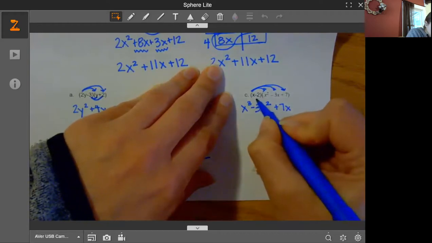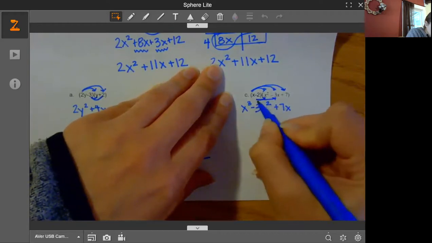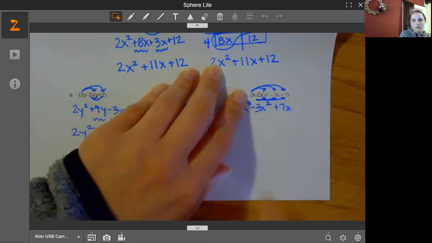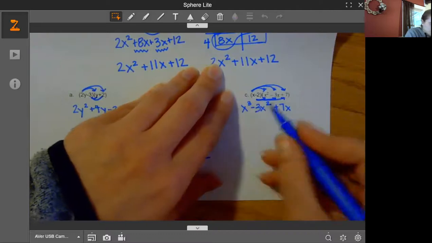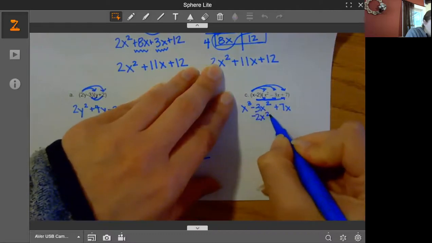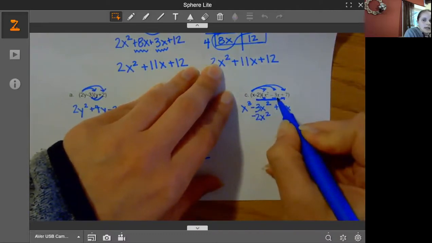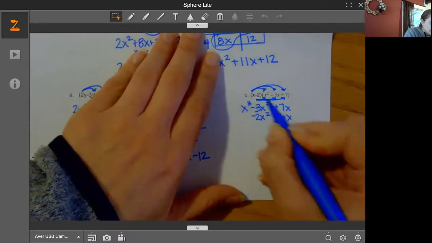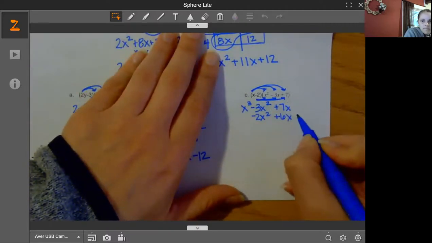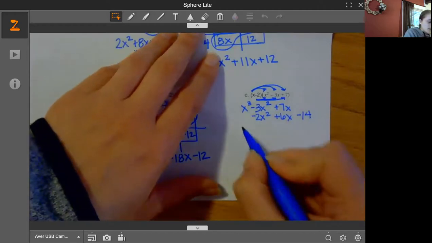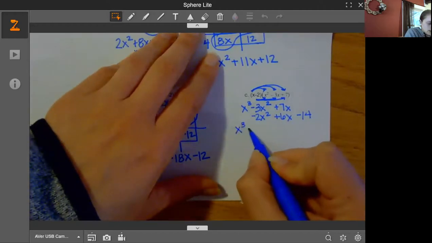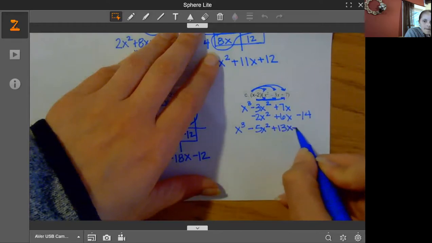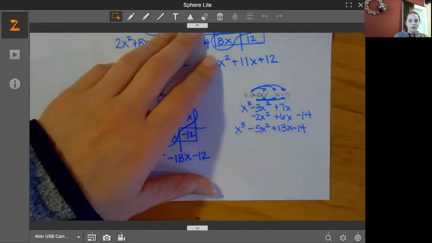Okay, now I need to take this negative 2 and distribute all 3 terms. And I like to line up my like terms. So negative 2 times x squared is going to give me a negative 2x squared. Negative 2 times negative 3x is going to give me a positive 6x. And a negative 2 times a 7 is going to give me a minus 14. If I combine like terms here, I'm going to get x cubed minus 5x squared plus 13x minus 14. And that would be your final answer.